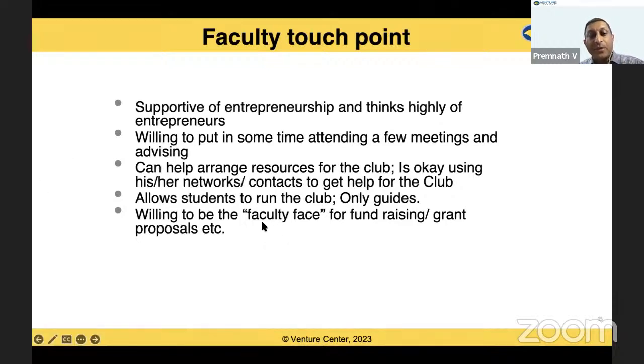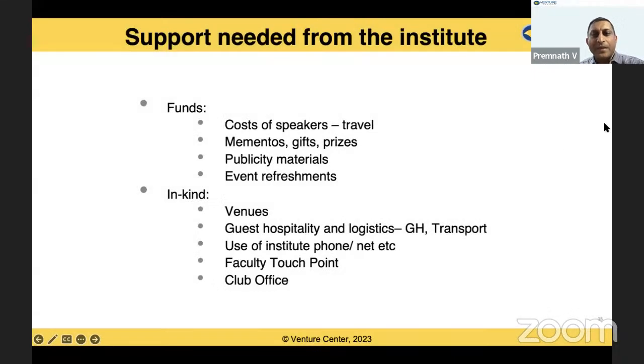The faculty touch point also plays an important role of being the faculty face for fundraising and grant proposals that the club might write as well. Again, if anybody has any questions, please keep typing in the chat box. I will take them up as we go along.